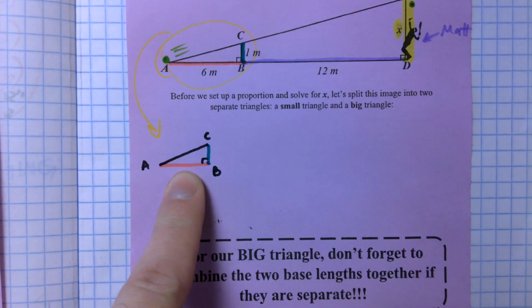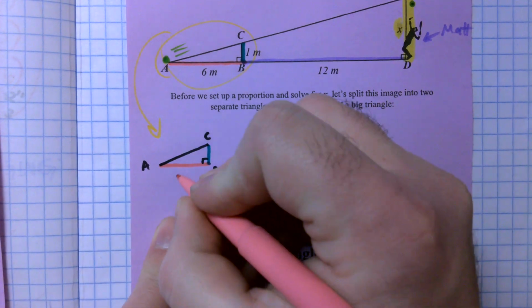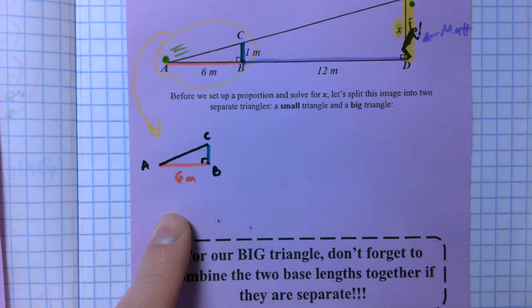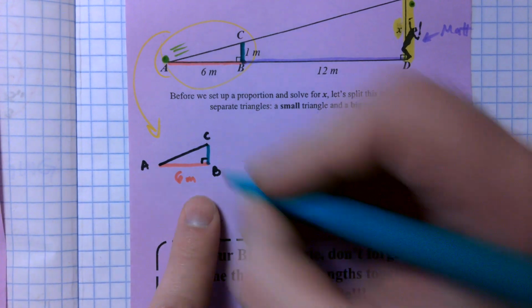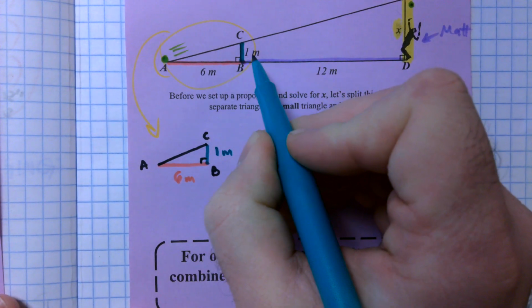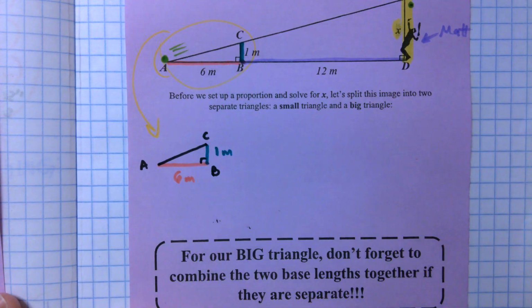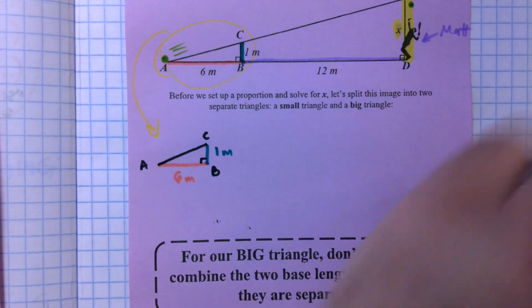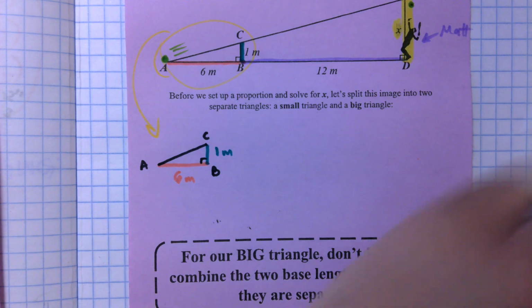What is this pink length at the bottom of this triangle? 6 meters. And what's this teal height? What's CB's length? 1 meter. We can see in our original diagram that those lengths are clearly listed, 1 meter and 6 meters. Okay? Everyone with me so far? Yeah? Okay.